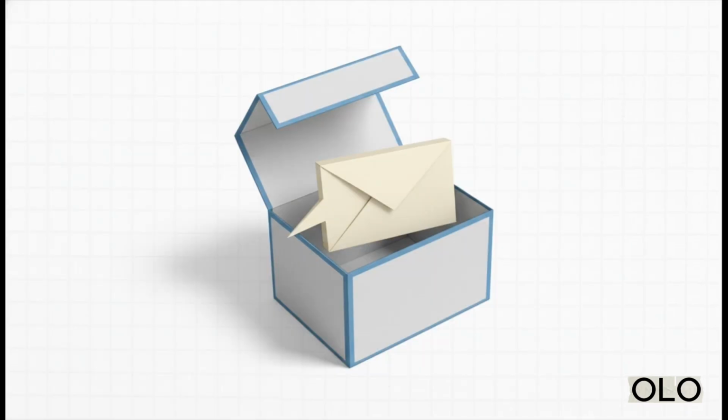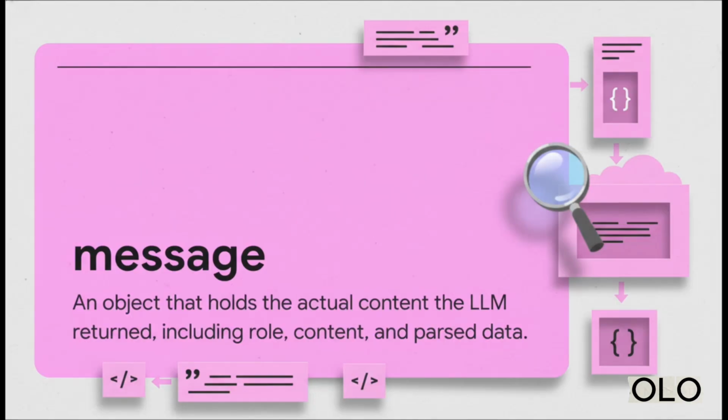Okay, great. We've picked our first choice from the list. We open that box, and what do we find? You guessed it, another smaller box inside. This one's labeled message. We are getting so close. The message object is where the real substance of the AI's answer lives. It's like a dedicated container holding the actual content we've been looking for.